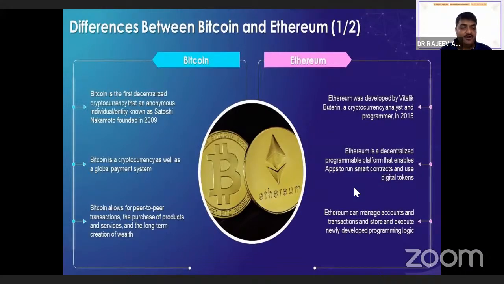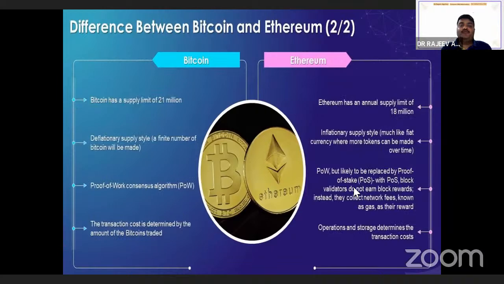Bitcoin allows for peer-to-peer transactions, the purchase of products and services, and the long-term creation of wealth. Ethereum can manage accounts and transactions and store and execute newly developed programmable logic. So this is basically used by software companies, and this is purely speculative currency which is used by people for, as we call it, satta, jua.